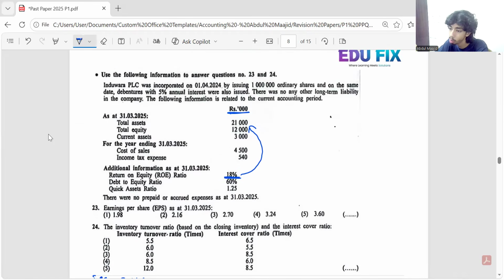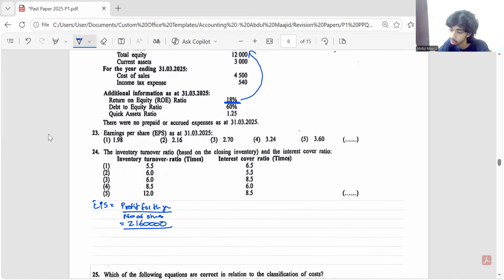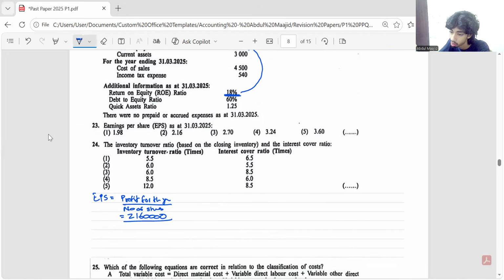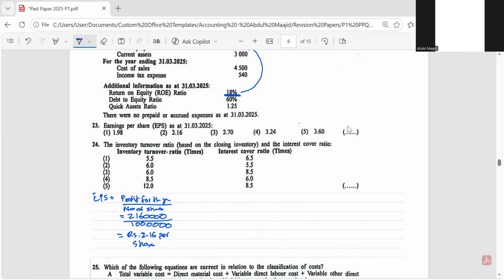Indore PLC was incorporated on 1st of April by issuing 1 million shares. Then how much is your EPS? Rupees 2.16 per share. That is answer number 2.